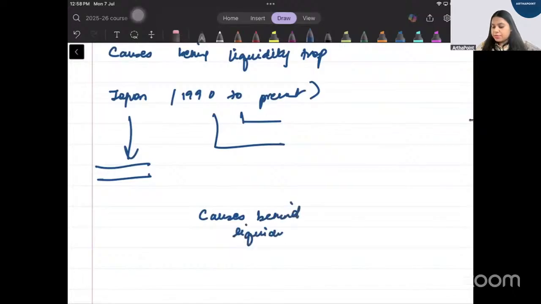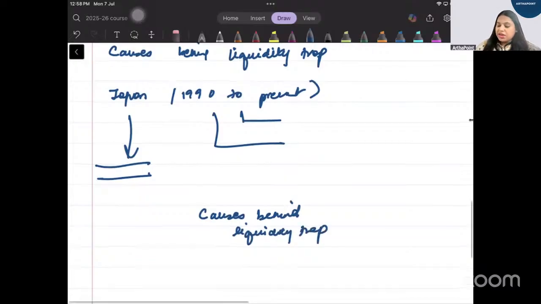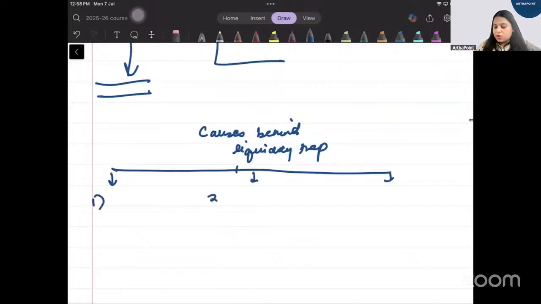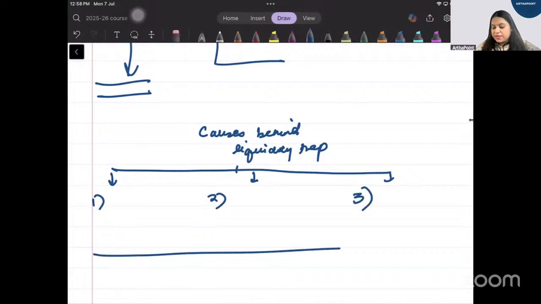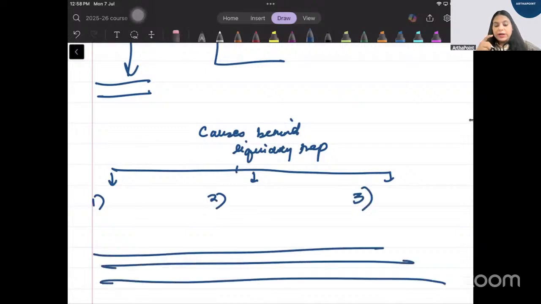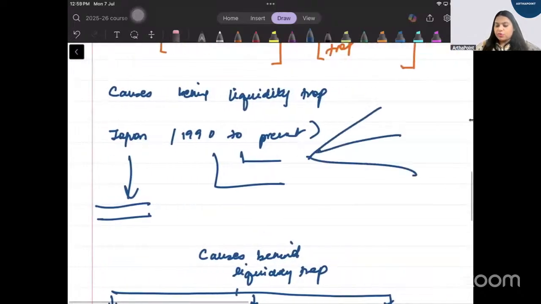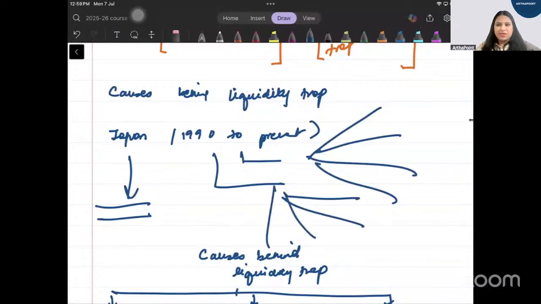If you are writing causes behind liquidity trap, you make a flow chart and you give different causes, 1, 2, 3, but you explain them below in a paragraph, right? Don't make it that informal, where you gave something here and then bring out 4 arrows here and 4 arrows here. No, that is not a very good way of answering that question, right? So that is another issue which I found.